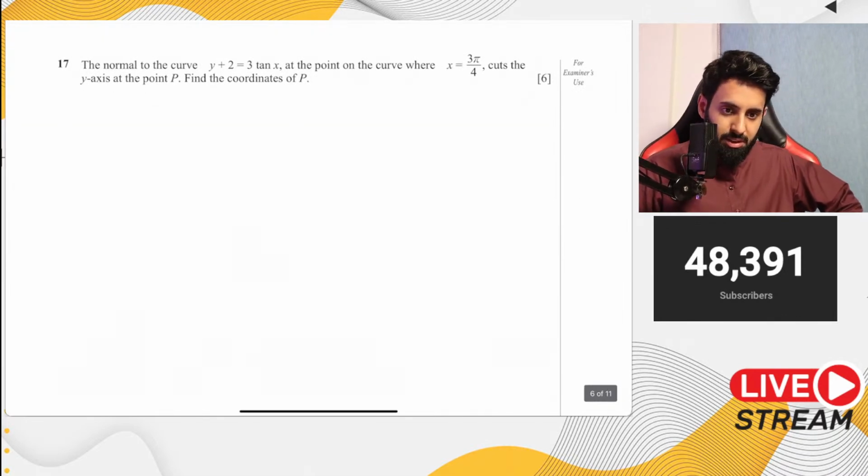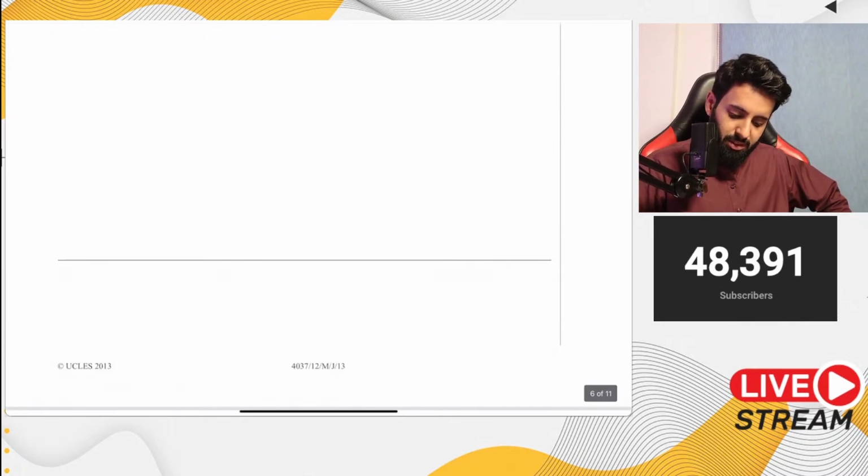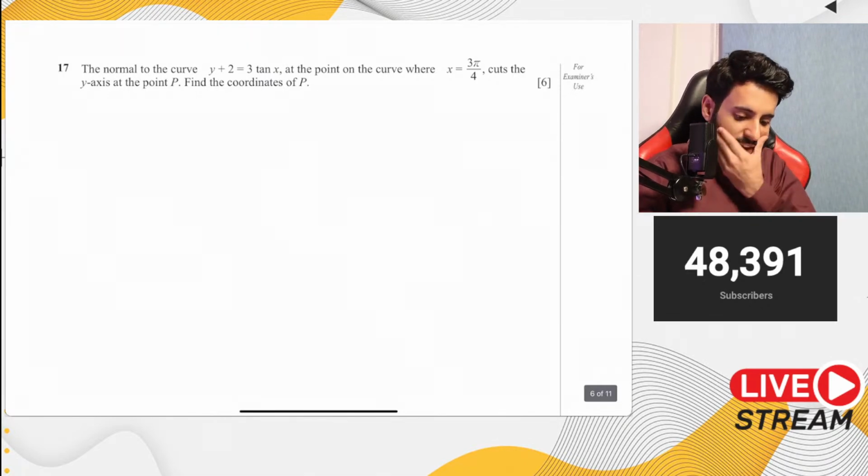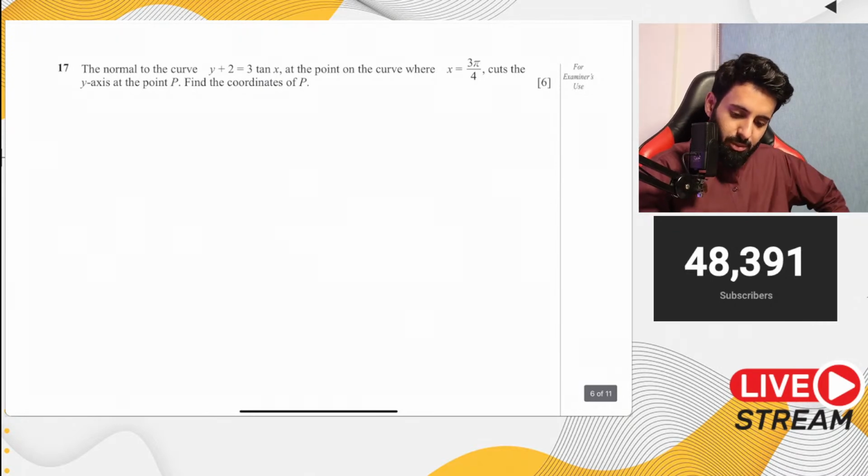So let's solve this question now. This is May June 2013 paper 1 variant 2. Let's see what it says. The normal to the curve y plus 2 equals 3 tan x at the point where x equals 3 upon 4 pi cuts the y-axis at the point P. Find the coordinates of P.